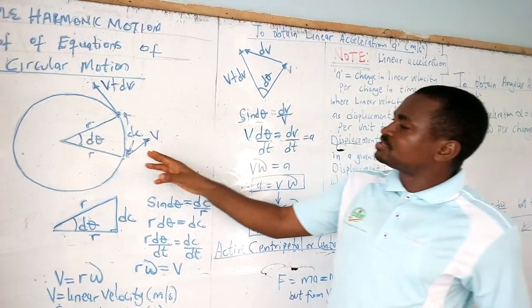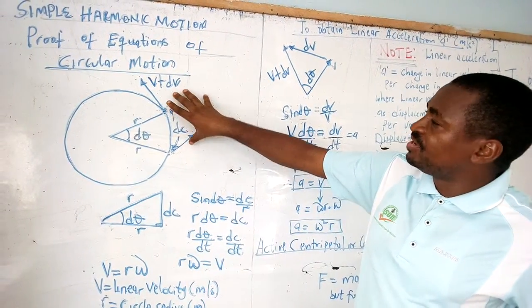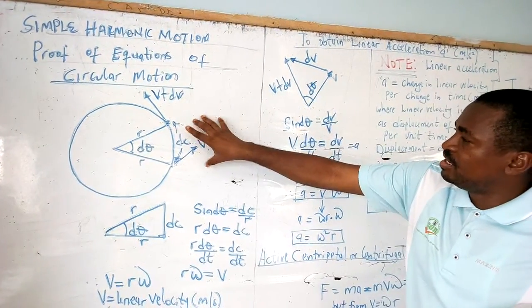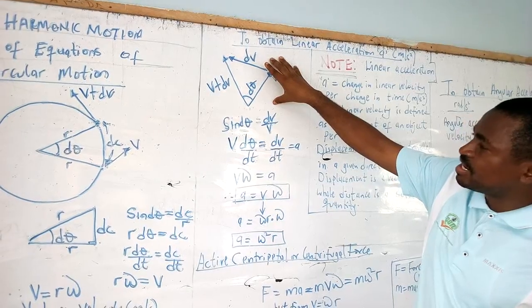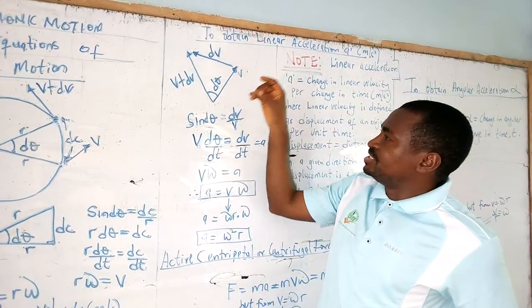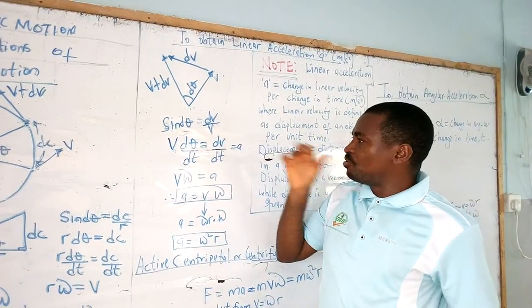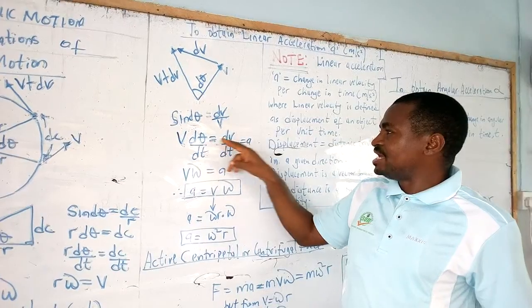Now, because we are considering infinitesimal change, we can take the vector diagram for the velocity, and we have this diagram from the initial diagram. Now, we assume that this velocity diagram is also a right angle triangle. Sine d theta is equal to dv over v. Now, when we cross multiply, we have v d theta is equal to dv.